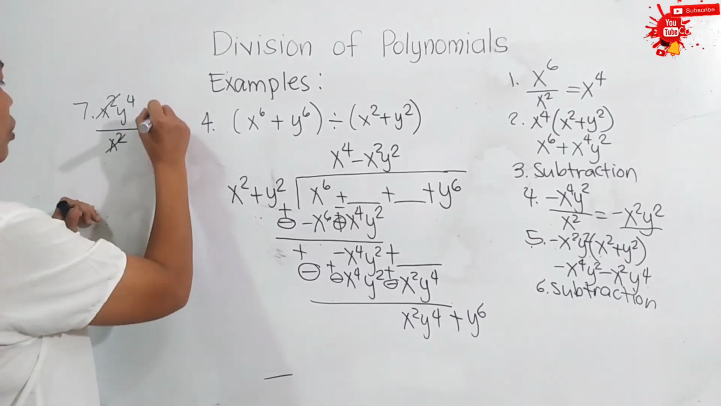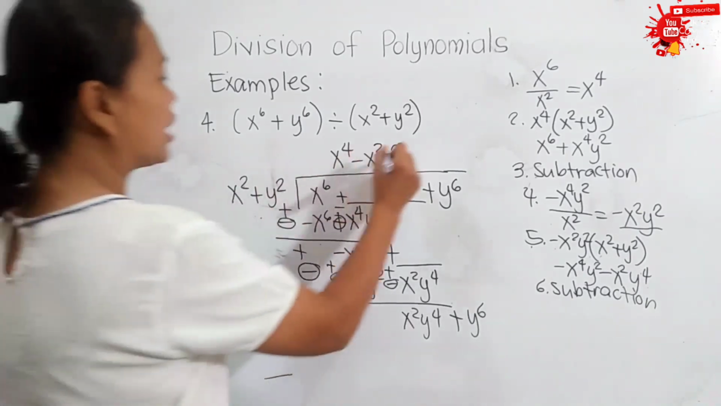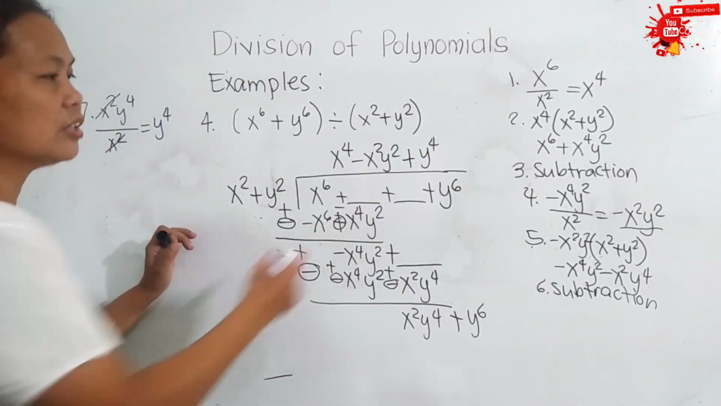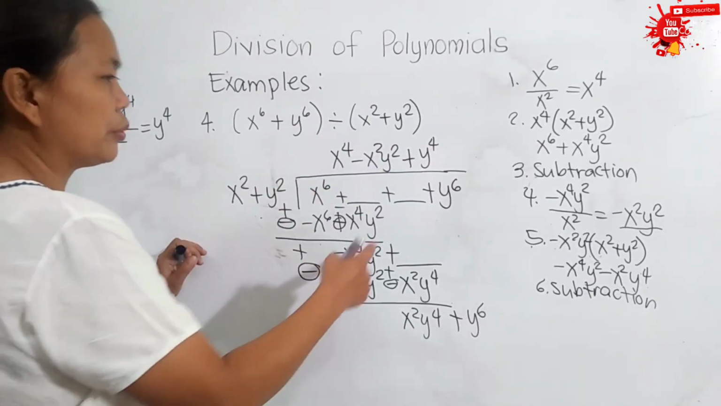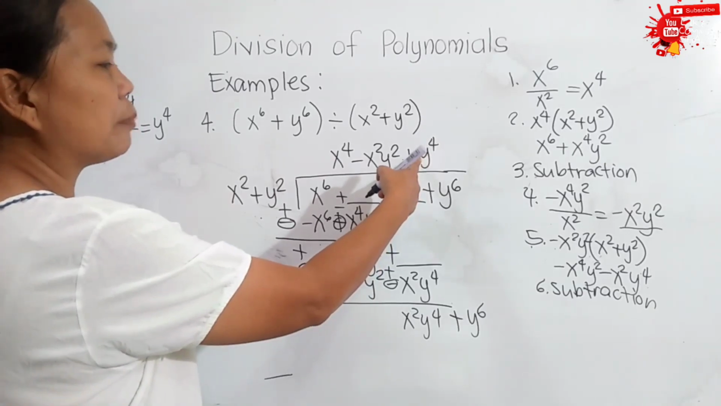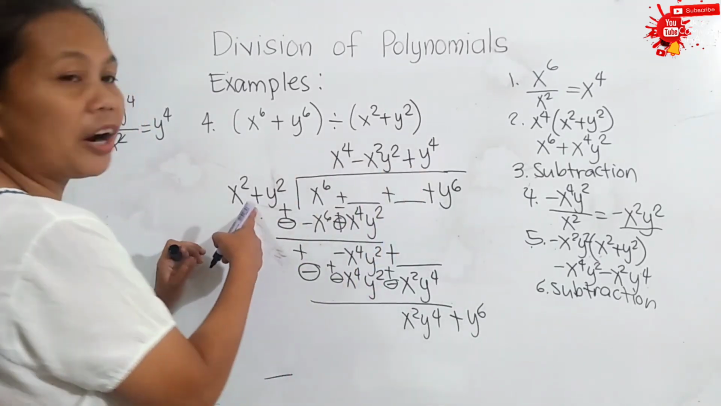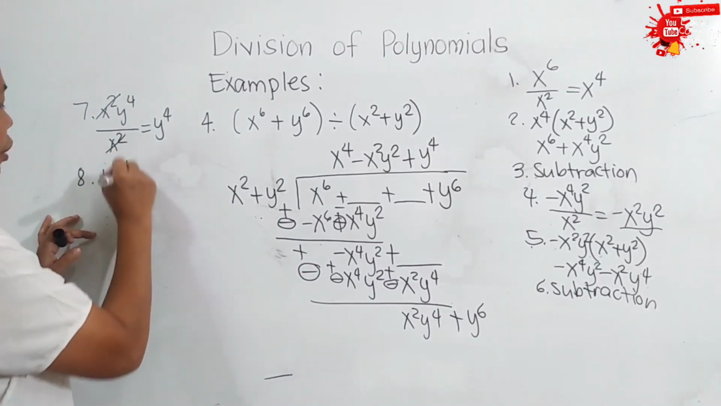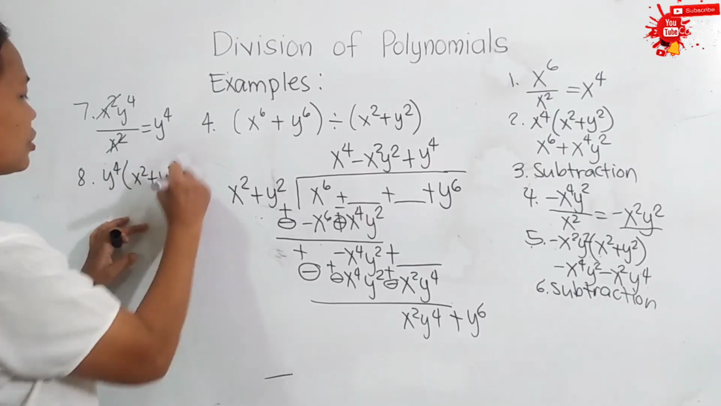So the answer, or the quotient, will be y raised to 4. So positive sign, so positive y raised to 4. Okay, so always remember that you have to write the positive sign here. So then, the next step is to multiply the partial quotient y raised to 4 to our divisor. So we have here y raised to 4 times x squared plus y squared.